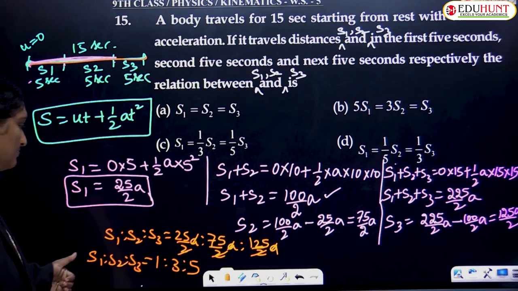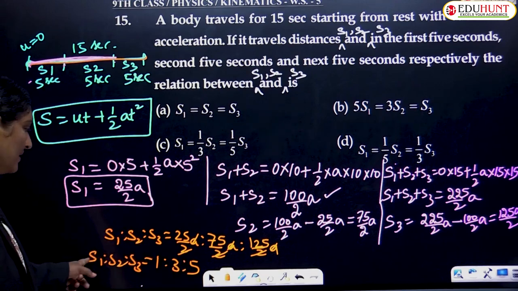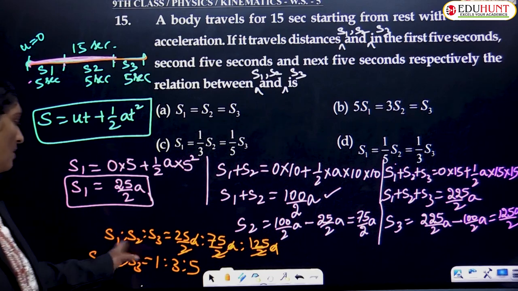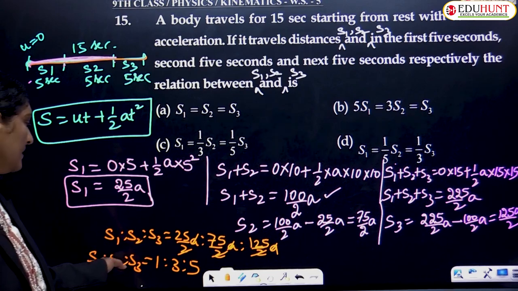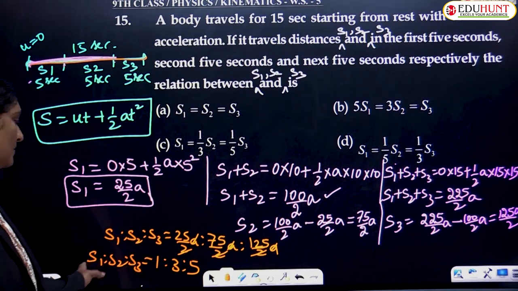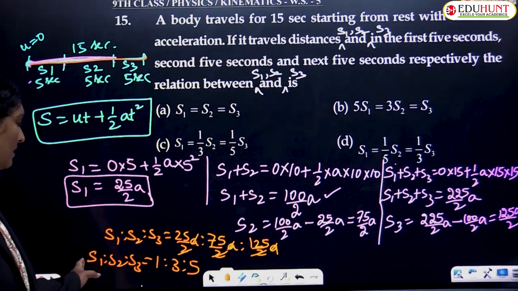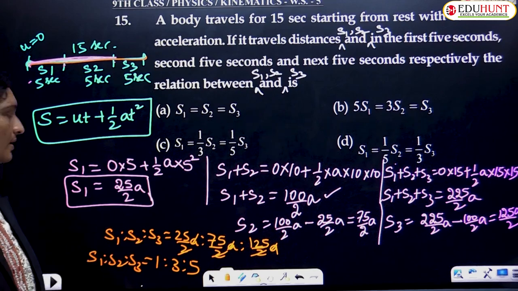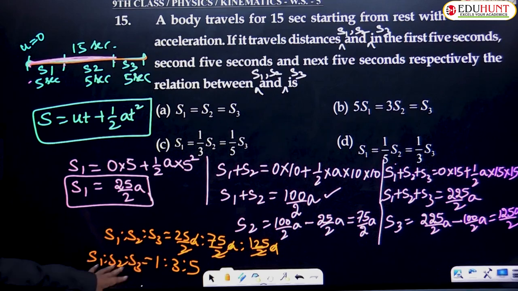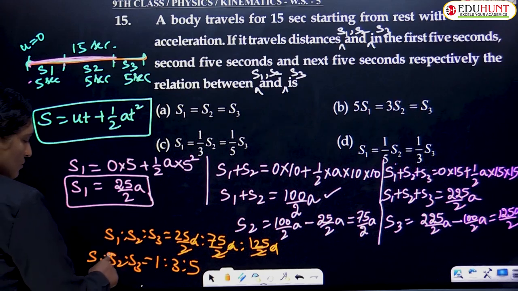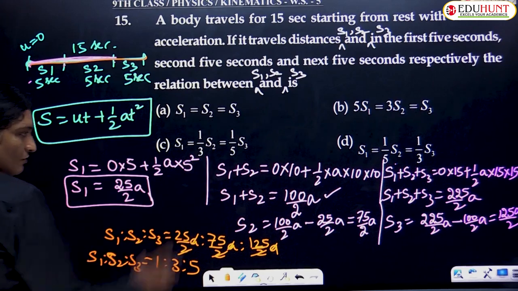Okay. Reverse pattern. If S1 is 1 and S2 is 3, then S1 is 1 by 3rd of S2. Okay, children, no place is there, so don't get confused here. S1 is to S2 is to S3 was found to be 1 is to 3 is to 5.